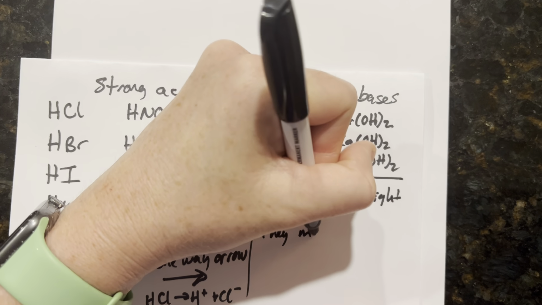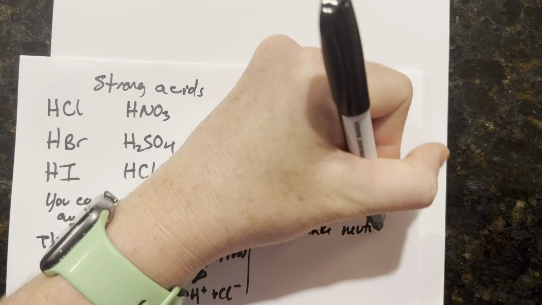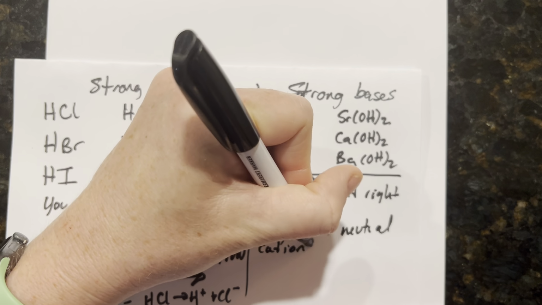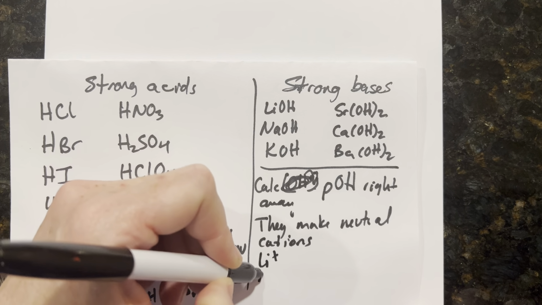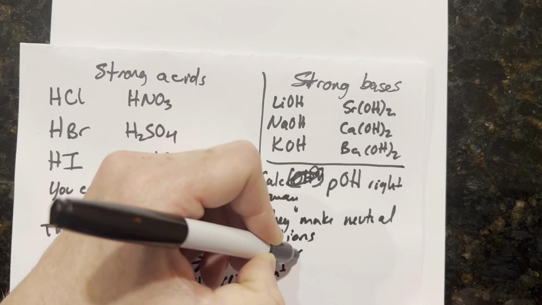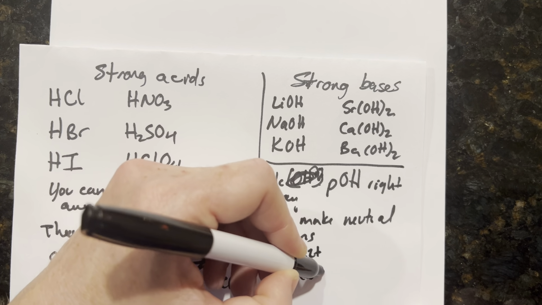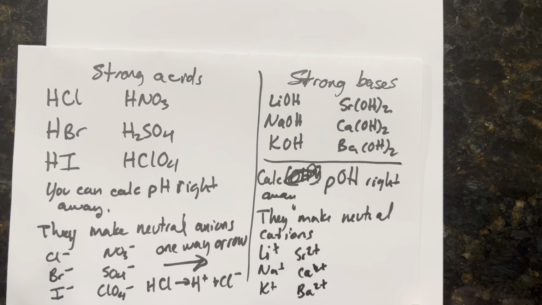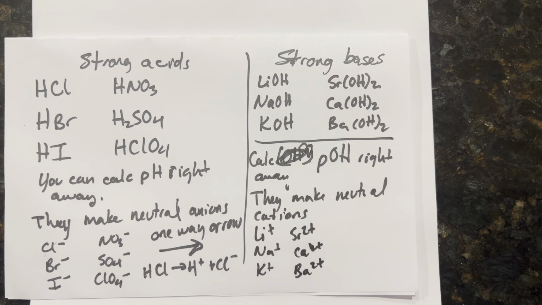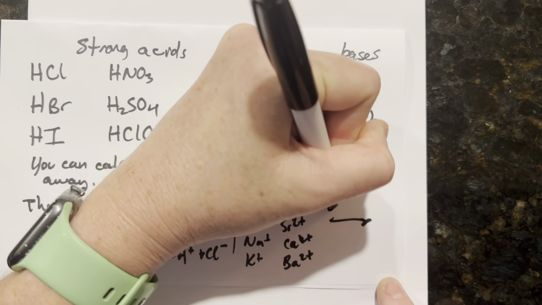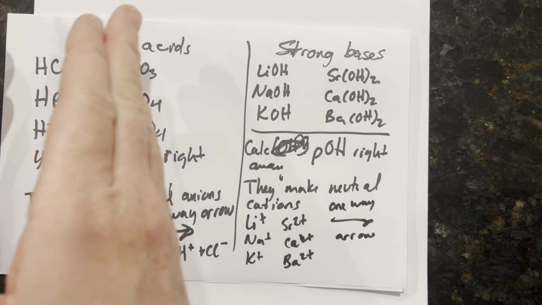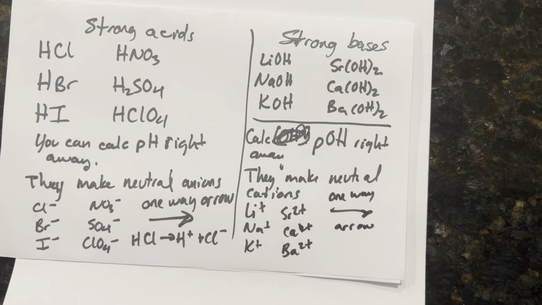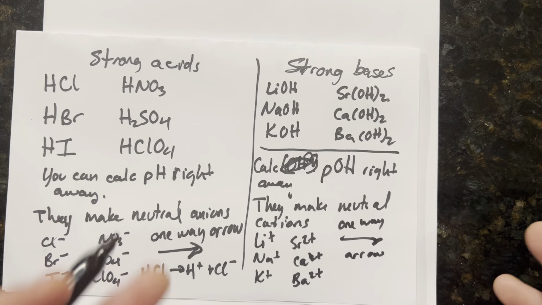They also make neutral cations. So for example, lithium, sodium, potassium, strontium, calcium, barium ions. None of these contribute to the pH whatsoever. So, same exact concept over here. If it breaks down, it's going to be a one-way arrow. Cool. All right, so these are acids. Acids give off H+. By the Arrhenius definition, bases give off OH-.